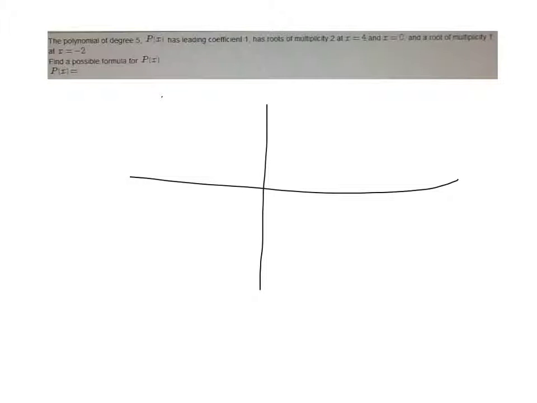Now they're telling me it has roots of multiplicity 2 at x equals 4 and at x equals 0. So we've got, let's see, we've got a root at 0, we've got a root at x equals 4, and a root at x equals -2. And this is a double root where, let's see, the double roots are at 4 and at 0.